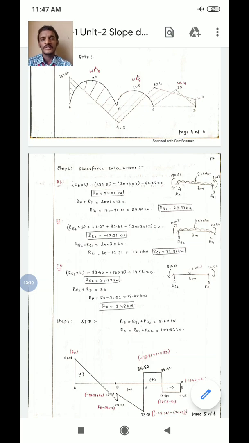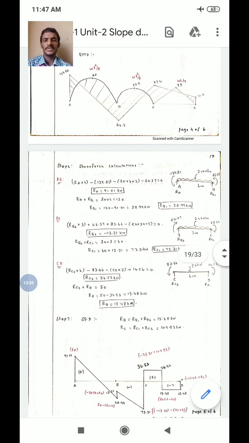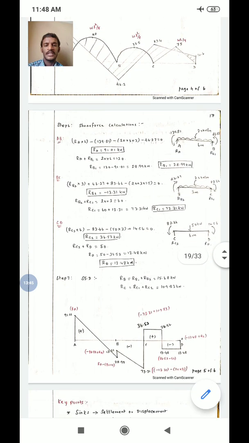Next step, summation V is equal to 0: RA plus RB1 is equal to 20 into 6, which is 120 kilonewton. Substituting the RA value in this equation, we get RB1 as 28.99 kilonewton. Similarly, for the BC span and CD span, the respective reactions are calculated as RB2 as minus 13.31 kilonewton, RC1 as 73.31 kilonewton, RC2 as 36.52 kilonewton, RD as 13.48 kilonewton. Using these reaction values, the shear force diagram is drawn as follows.